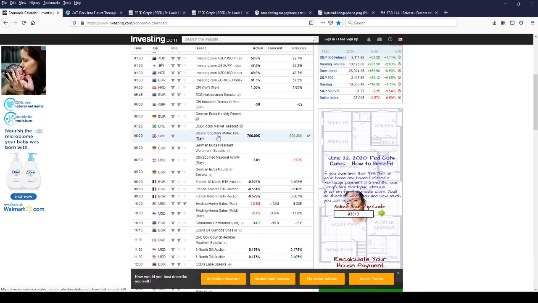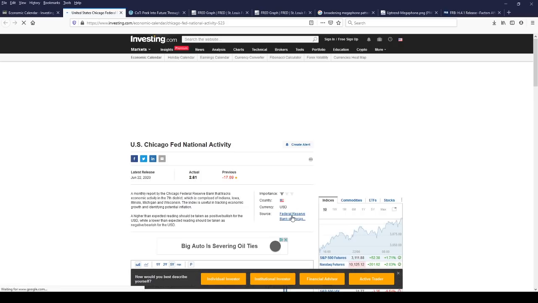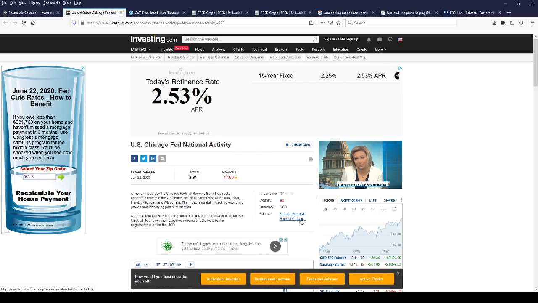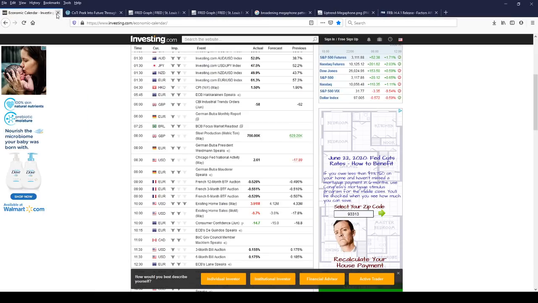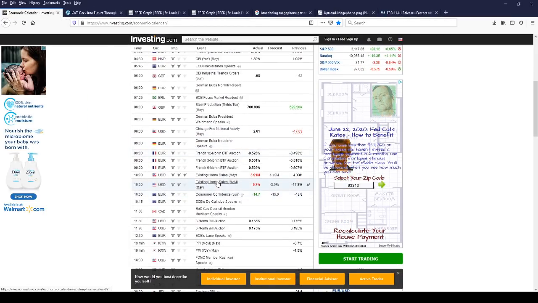Somewhere. Oh, look for the flag there. You can click on this on the report, and this says, where did it come from? You can click on the Federal Reserve Bank of Chicago link, and then you can go find it on their website and look it up.